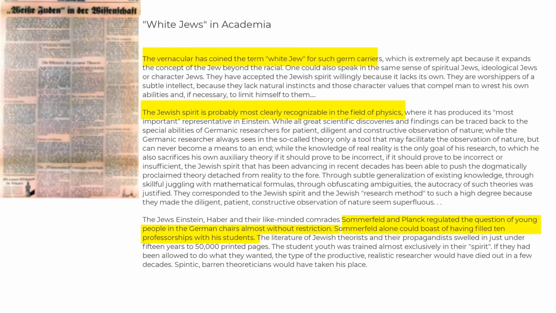I wonder how much a 1937 full-page Nazi article on the dangers of non-Jewish people who had a Jewish spirit affected this, especially as they stated explicitly that the Jewish spirit is probably most clearly recognizable in the field of physics, and then complained bitterly of Sommerfeld's and Max Planck's work in helping their talented students into professorships, even if they were Jewish. But that's just a theory.